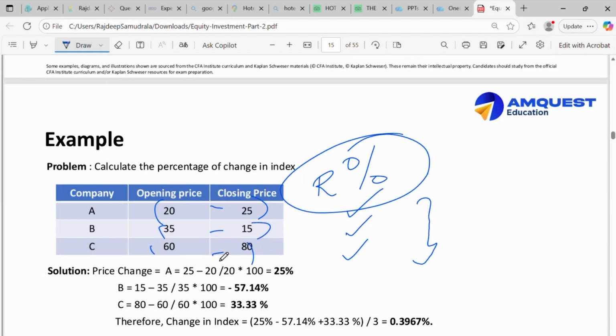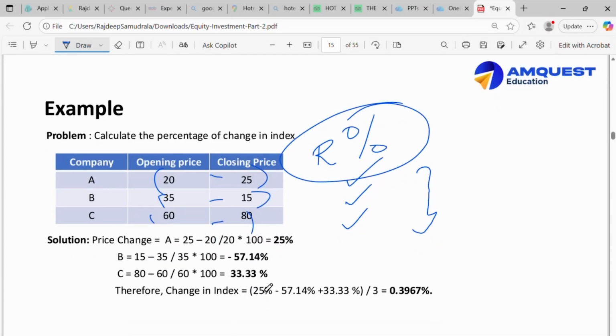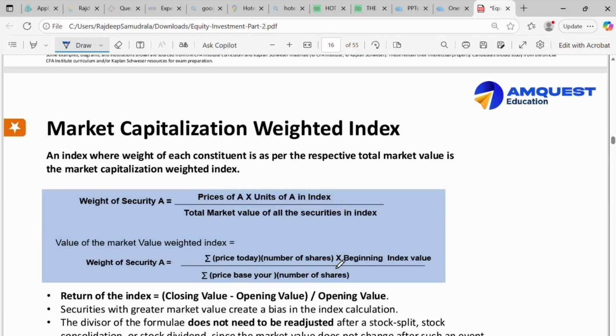So therefore, if A has gone up 25, B down 57, and C up by 33, you take the average of the returns. If you add all of them and divide by 3, you will get an average return of 0.3967%, which is obviously a culmination of the plus and the minus, the positive and the negative. Clear? Clear, guys?